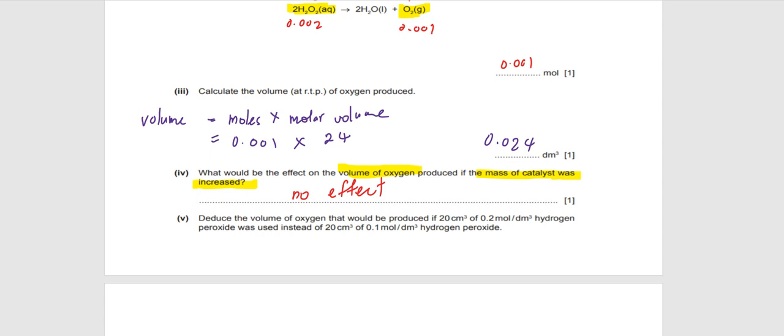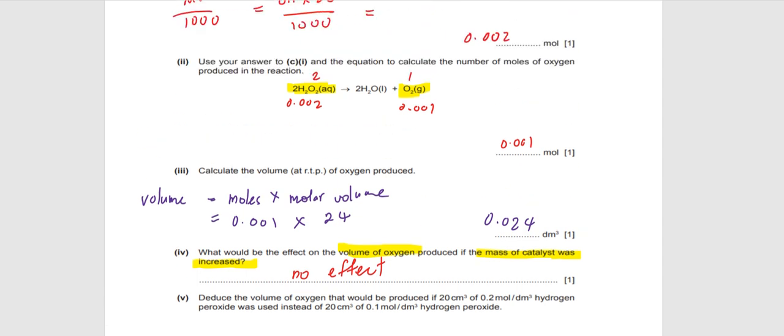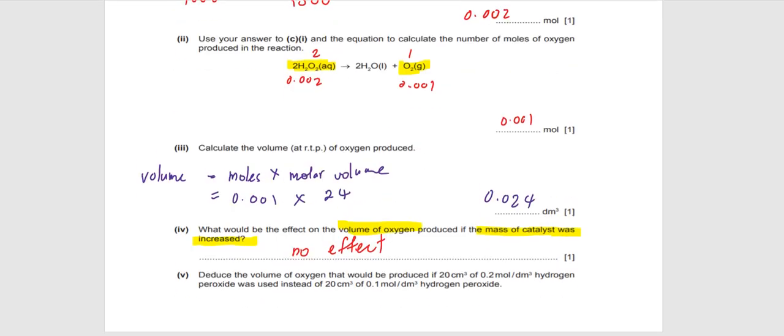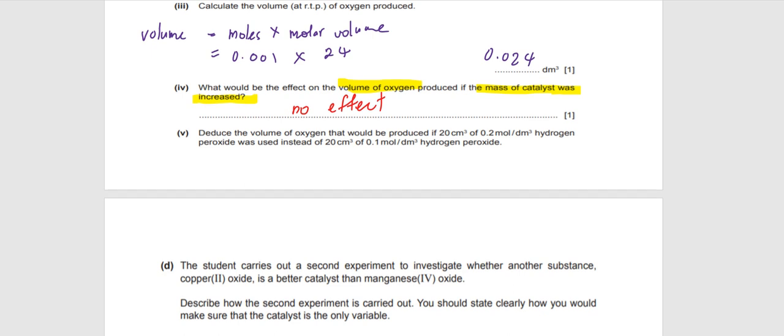Okay, deduce the volume of oxygen that we produce if 20 cm³ of 0.2 mole per dm³. So no need to count all over again. If this is 20 at 0.1, and now they're asking you 20 at 0.2, you just double it, 0.024 becomes 0.048. No need to count all over again, it's only 1 mark.